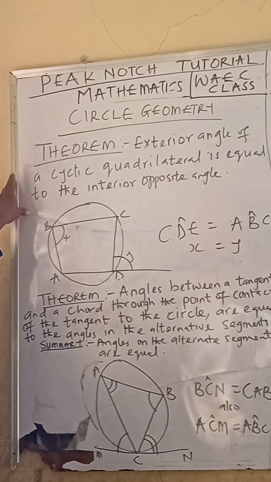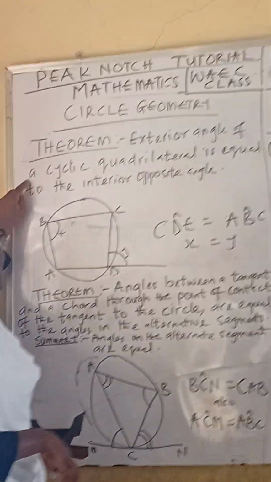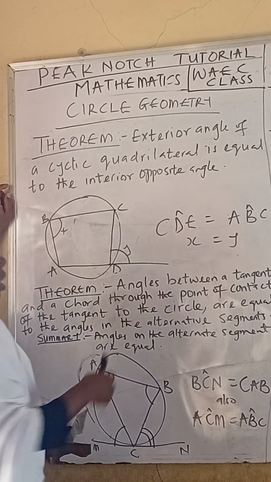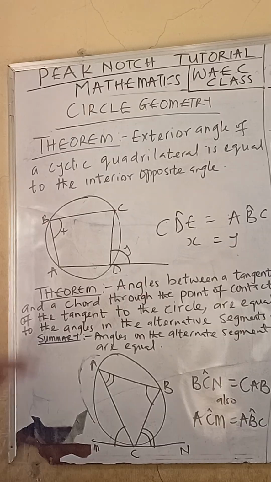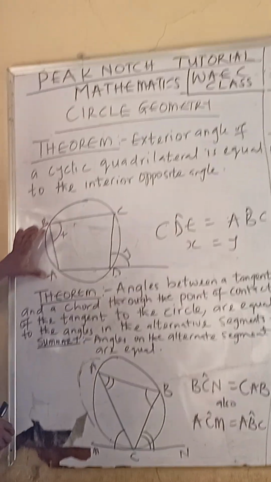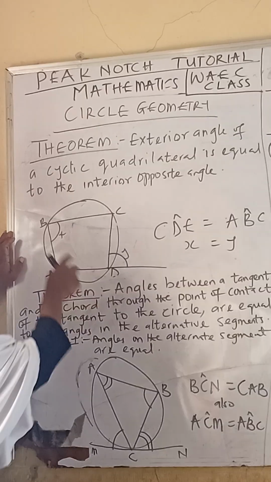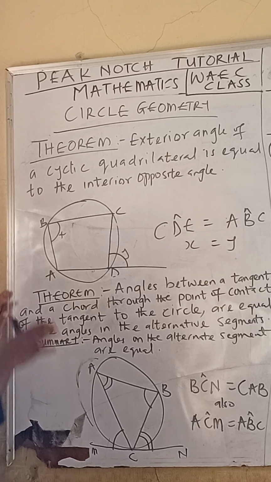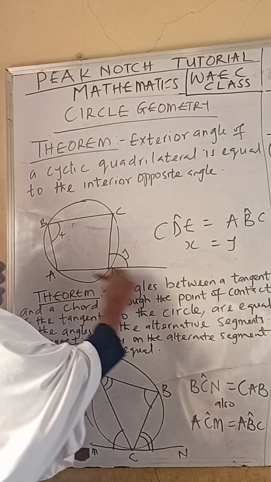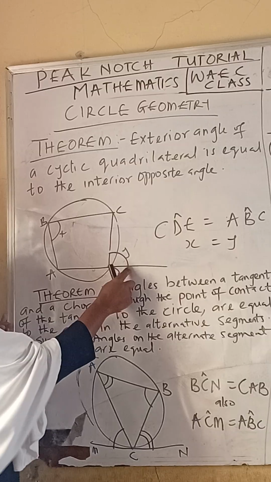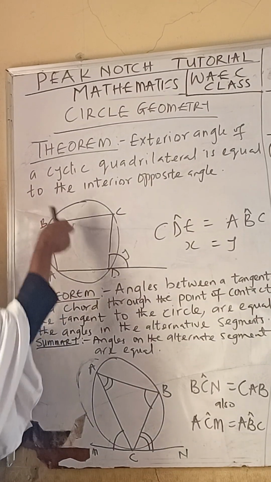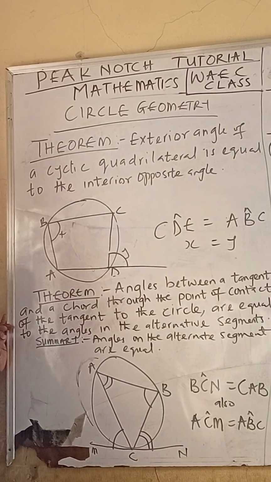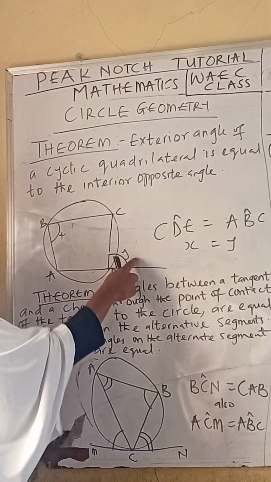The first theorem is: the exterior angle of a cyclic quadrilateral is equal to the interior opposite angle. We will take questions on that. So this is a cyclic quadrilateral, and we have a circle and a quadrilateral inside it. What this theorem is telling us is that if you have this kind of diagram, with this extension here, the angle outside the line is the same as the angle directly opposite inside the cyclic quadrilateral. So if this is 60, this must also be 60.